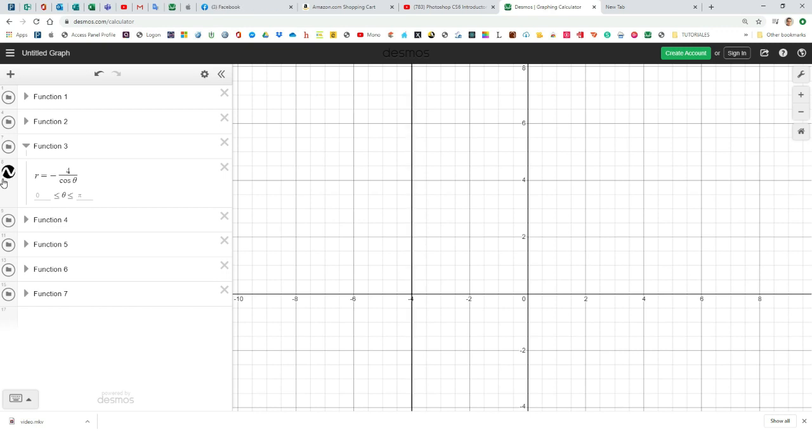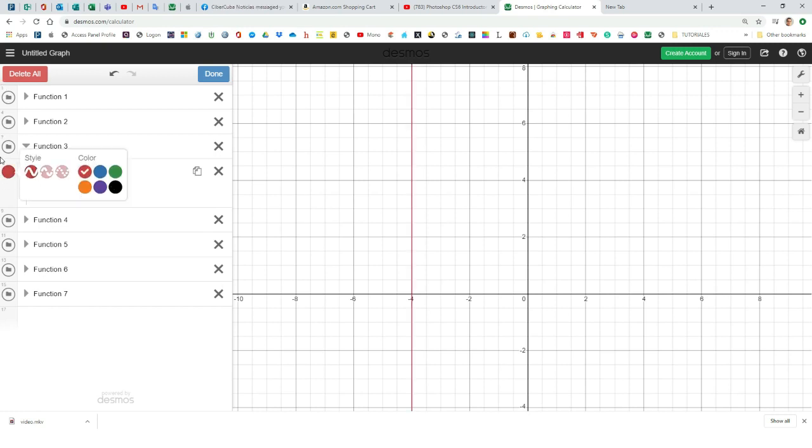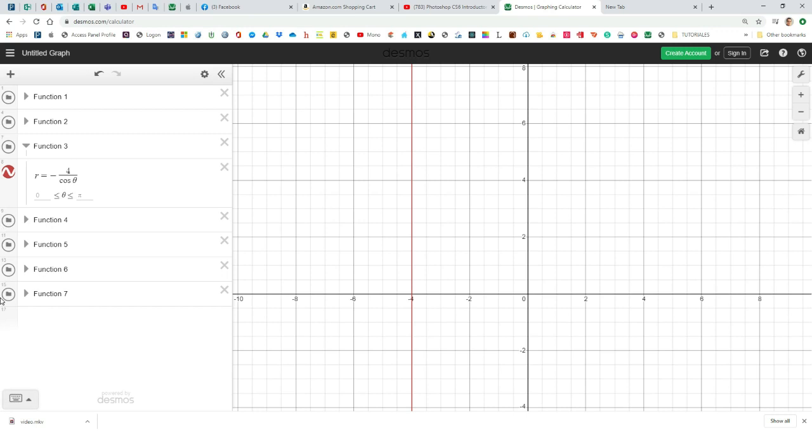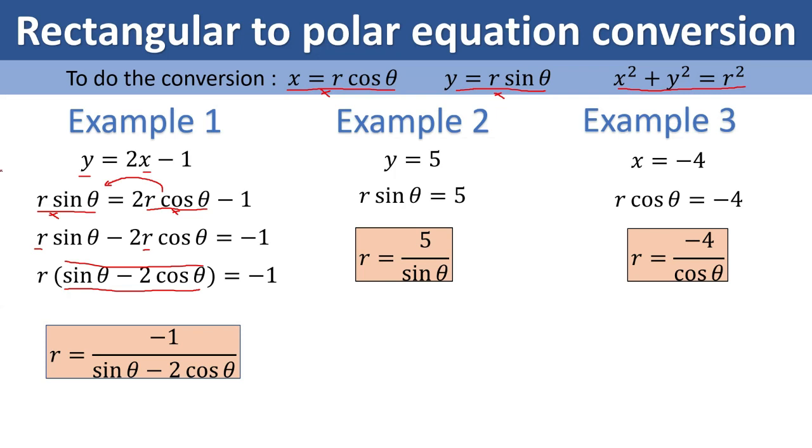You see, this is the line. Let me change the color here. I want to get red, and done. And I have my line, a vertical line that cuts the x-axis at -4. This is my equation. This is a vertical line passing through the point (-4, 0).